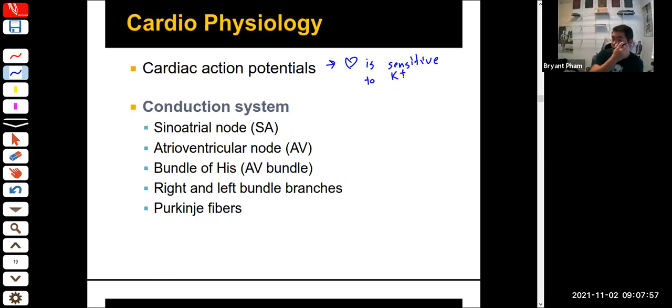Awesome. Okay. The conduction system here, this is the wiring of the heart. Just need to know maybe a couple of things. First up, your SA node. This is known as the pacemaker of the heart.